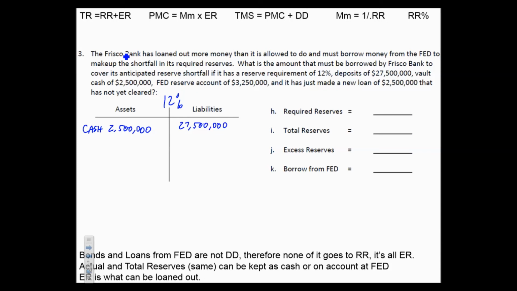All right, and then they've got $3.25 million at the Fed, an asset. That's it. Oh, and they made this loan, but see, it hasn't cleared yet. That means it's not on the balance sheet yet. How much do they have out in loans right now?